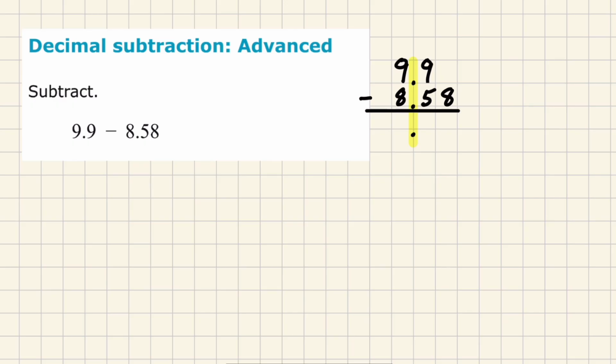And since there's no digit above the 8, I can replace that with a 0. And 0 minus 8 means I would need to borrow from the left to make that a 10. 10 minus 8 is 2. 8 minus 5, 3. And 9 minus 8, 1. Lining up the decimals essentially means that I didn't have to think about where the decimal would go, and our solution is just 1.32.